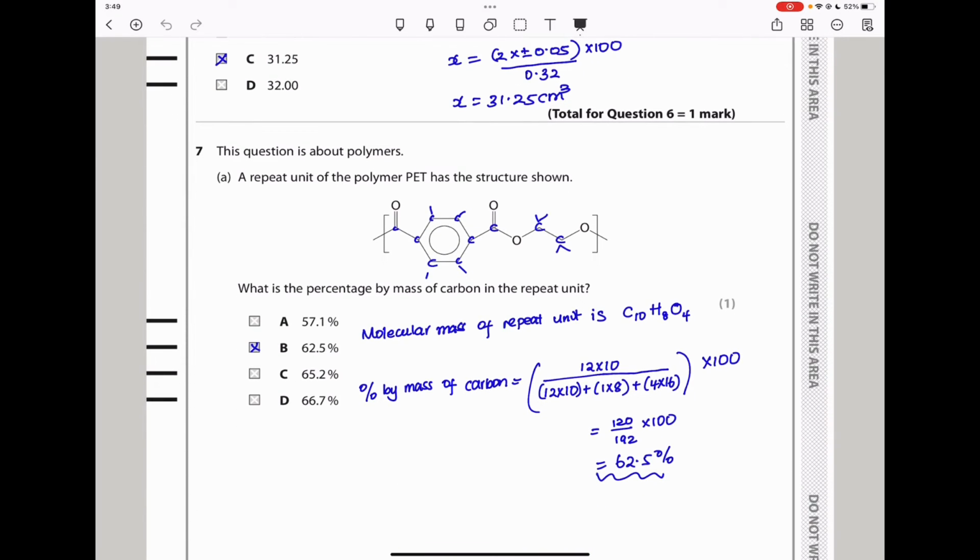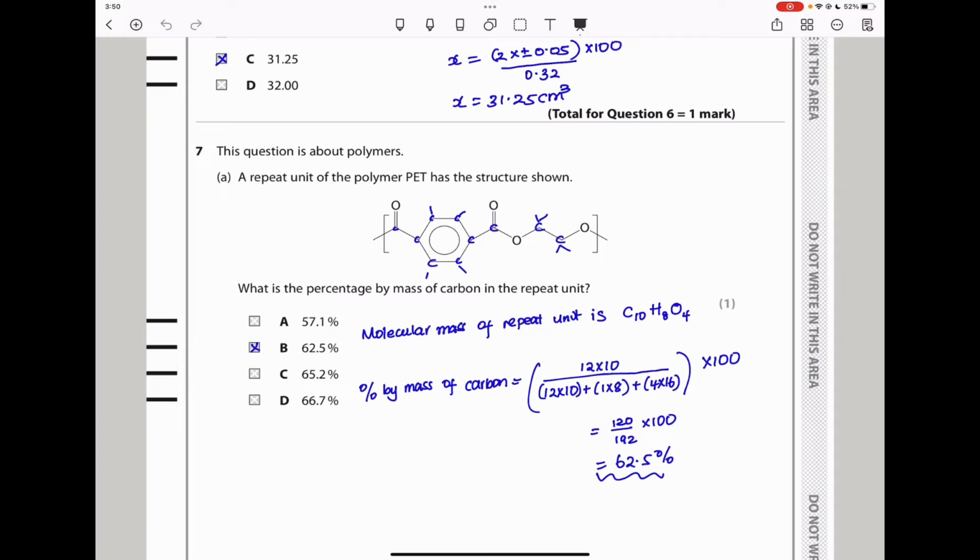The next question says, this question is about polymers. A repeat unit of the polymer PET has the structure shown below. They said, what is the percentage by mass of carbon in the repeat unit? So what I did here, I positioned all the carbons. You can see there is 1, 2, 3, 4, 5, 6, 7, 8, 9, 10. So we have 10 carbons.